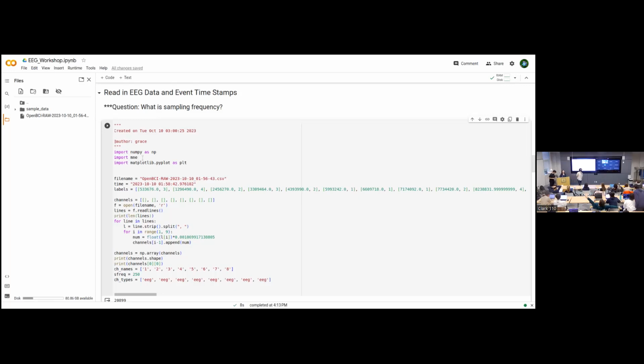Okay, is anyone still having trouble getting the raw file working?